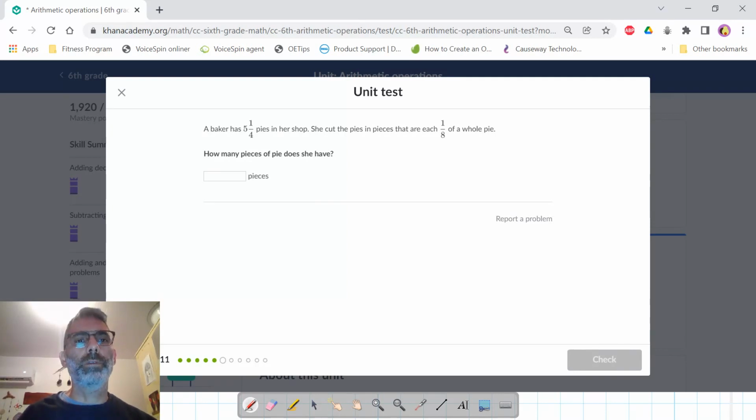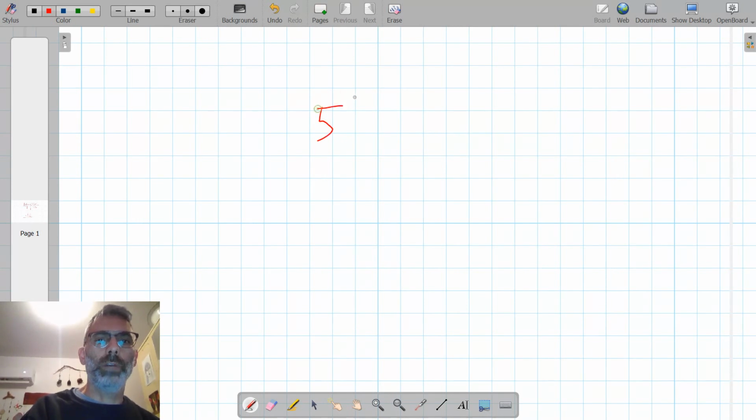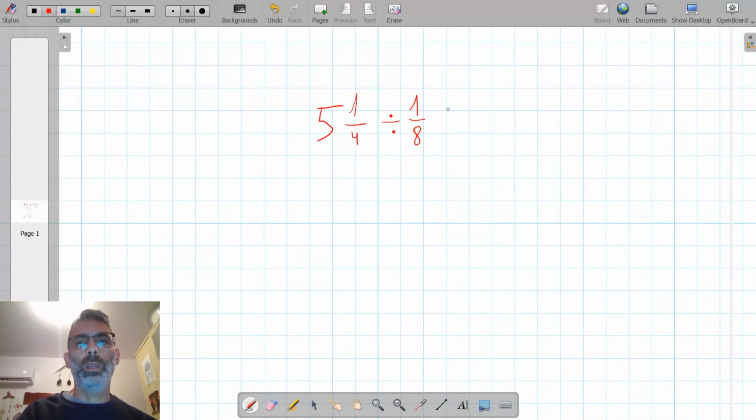A baker has 5 1/4 pies in her shop. She cut the pies in pieces that are each 1/8 of a whole pie. How many pieces of pie does she have? Okay, so she divided 5 1/4, the total amount, into quantities of 1/8 each. And we want to know how many pieces of 1/8 each we have.